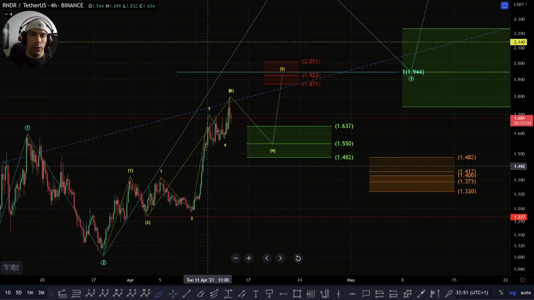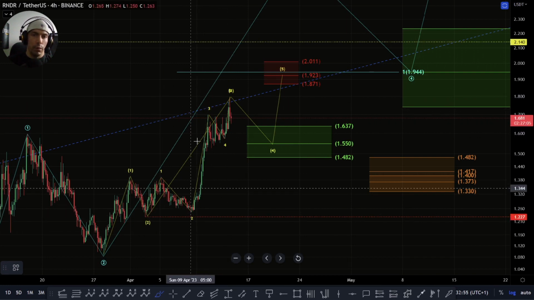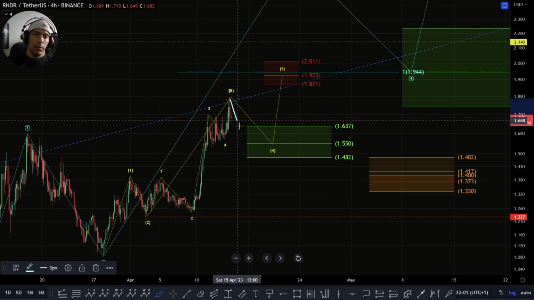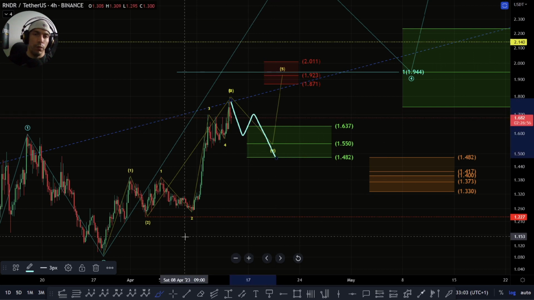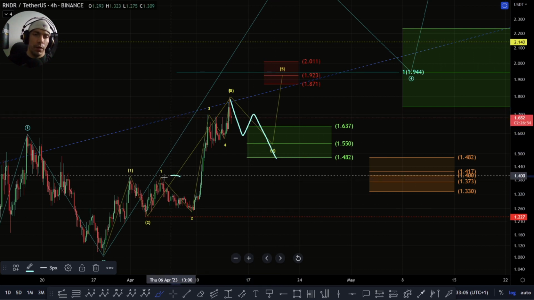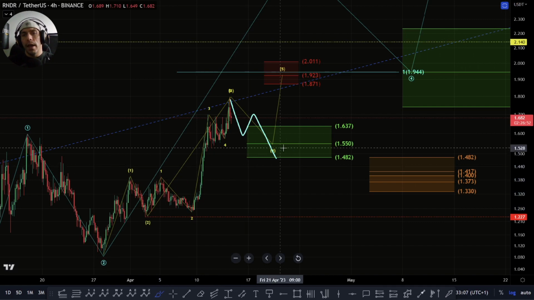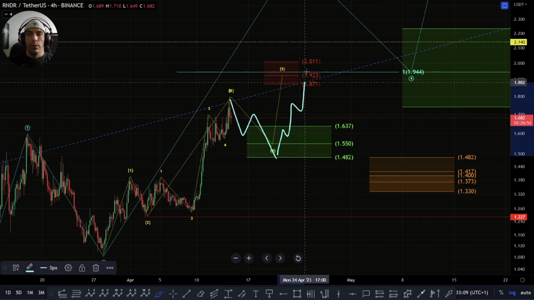basically I want to see a three-wave move now to the downside, because this looks completed to the upside: 1, 2, 3, 4, and 5. There is always the potential we can extend out further here. But what I would want to see is basically a three-wave move back to the downside, something comparable with this move here, and then looking for another five-wave move to the upside.